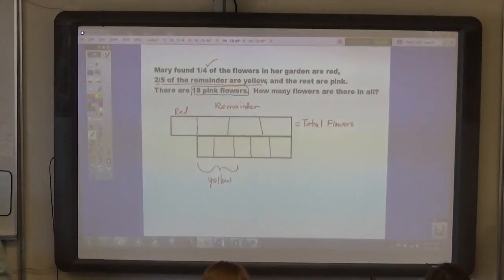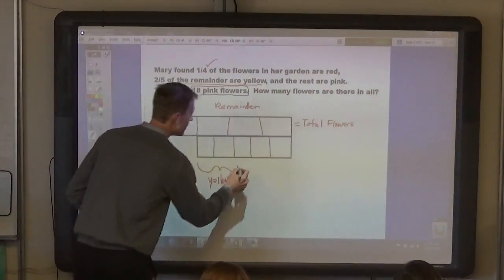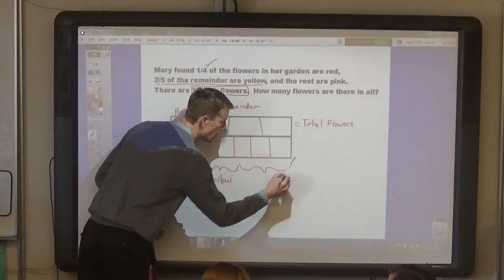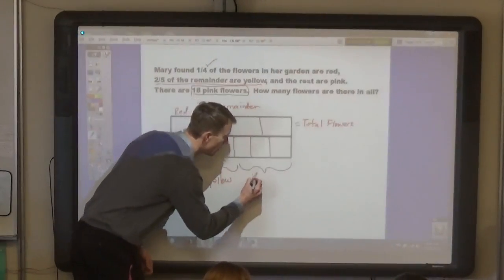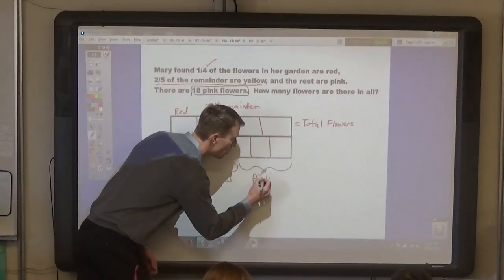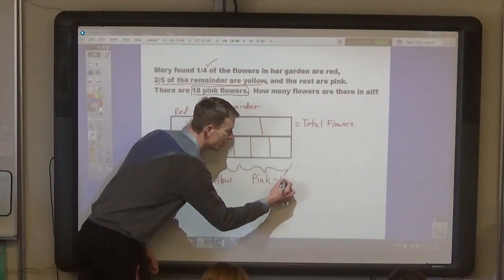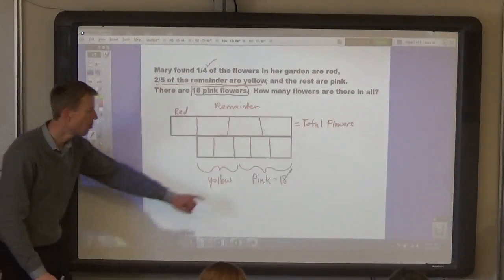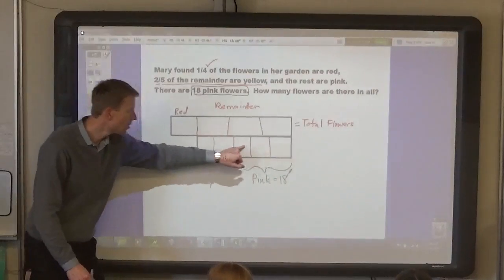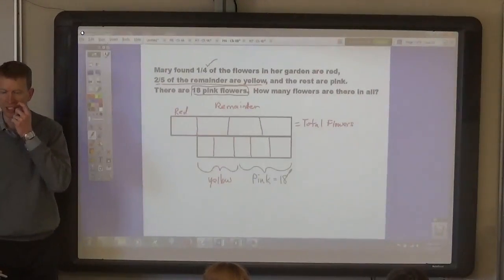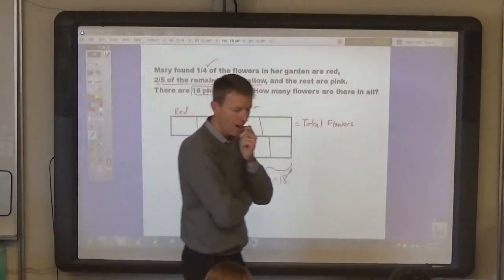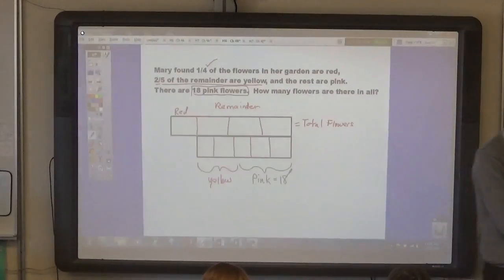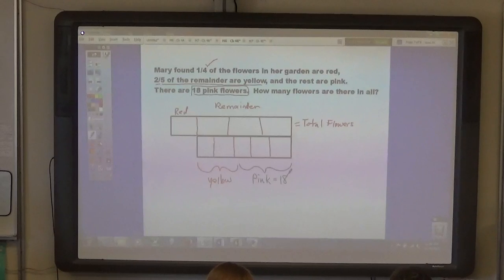So start writing numbers in the boxes if you can, based on this. It says the rest are what? Pink. How many total pink ones are there? 18. So how could you fit this number into these three boxes equally? So there's three boxes. Now see if you can write the numbers in the boxes.